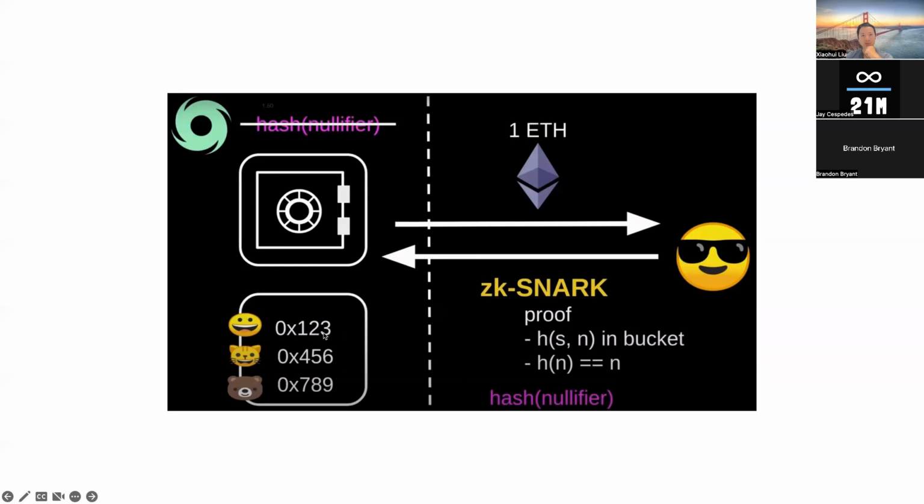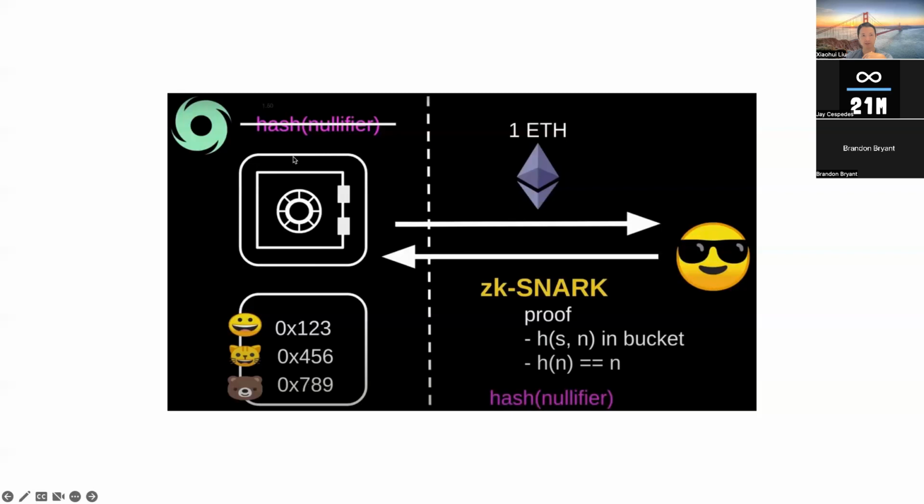Okay, so when you can only use withdraw, let me finish and then I can clarify. Basically you have a list of nullifiers here. So when you withdraw, you are marking, pretty much crossing out, every nullifier that has already been withdrawn.